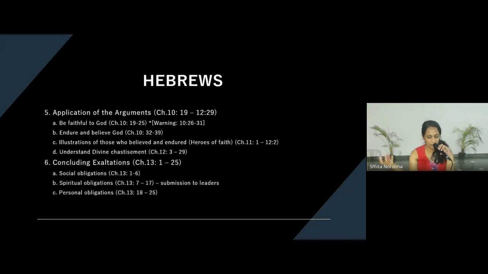And then he closes with this section on persecution or suffering being a way of God allowing his children to experience that for the sake of their own growth. So talking about the fatherhood of God and his discipline of his children. So even through this suffering, there is a way of us growing in God as his children. And then chapter 13 closes with a list of certain obligations. So social relationships, spiritual obligations, specifically talking about submission to leaders, and then personal obligations, and also closing with personal greetings.